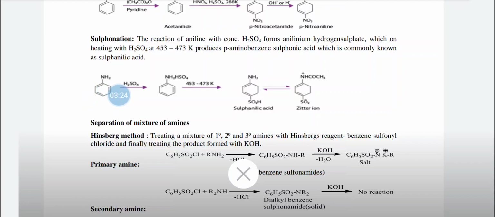Amine, when treated with sulfuric acid, C6H5NH3+ HSO4- will be produced, which when heated at 453 to 473 Kelvin is converted into sulfanilic acid, or it will be converted into an ion known as the Zwitter ion. Here the hydrogen of SO3H will be shifted to the nitrogen atom.